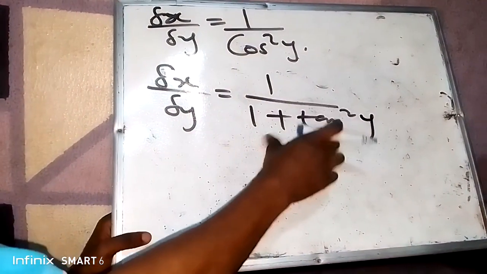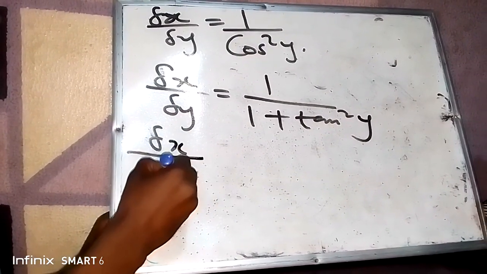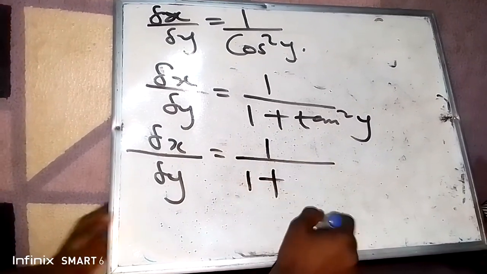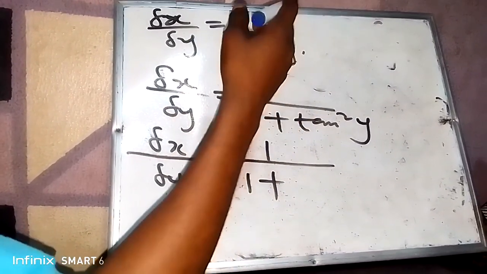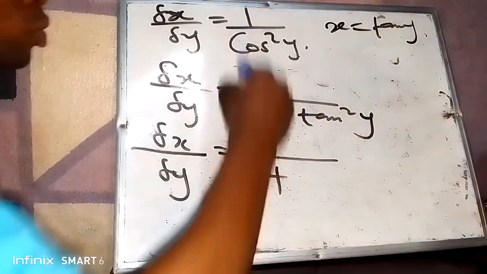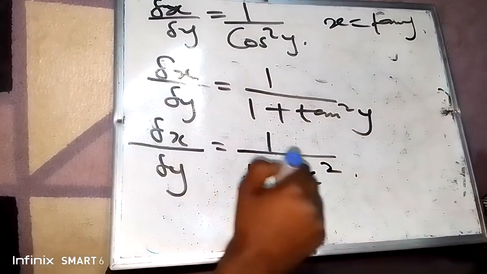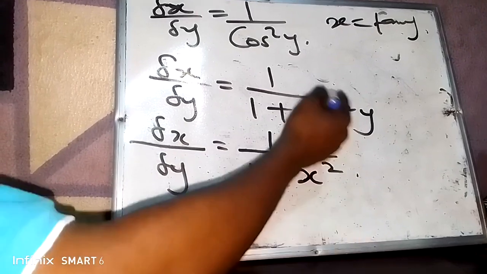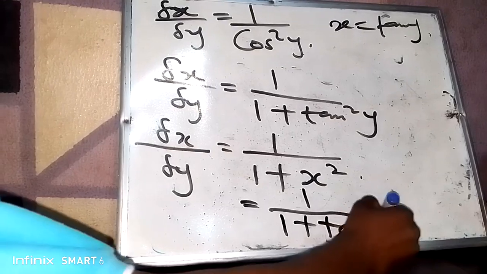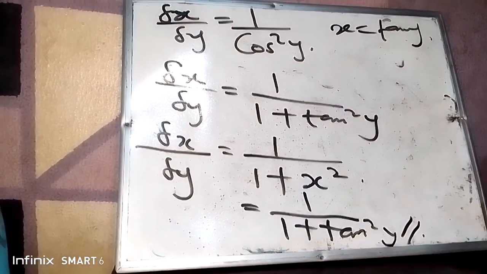This equals this. dx over dy equals 1 all over 1 plus, from our initial statement, x equals tan y. You remember. So that means 1 plus x squared. It's also the same thing as 1 all over 1 plus tan squared y. So that is our answer for the inverse of the function. Thank you.